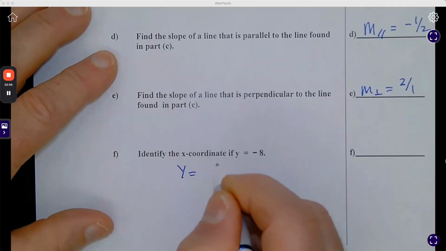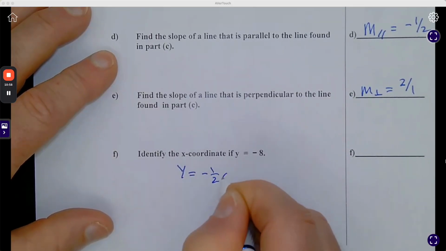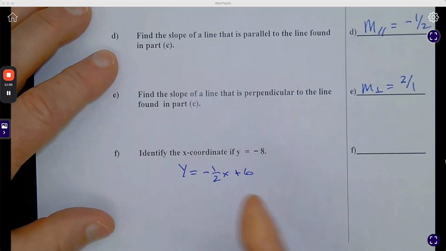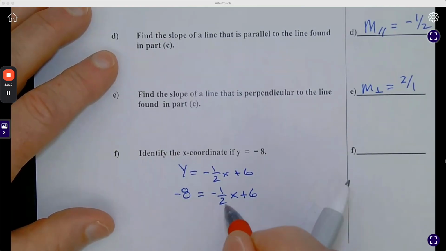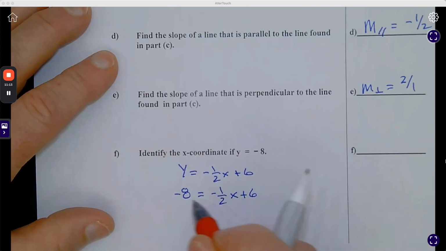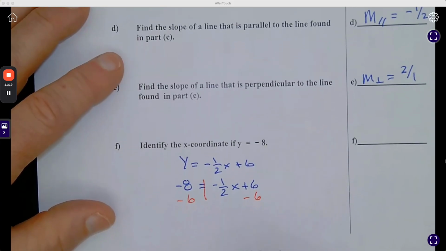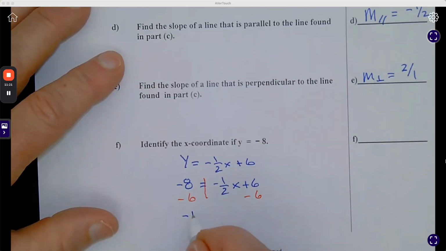So I go to my equation, and I'm going to substitute negative 8 in for y. Now I have to solve this equation for x. So I'm going to do inverse operations. That's my variable term, constant, constant. So I'm going to move my constant over. I have negative 14 is equal to negative 1/2 x.